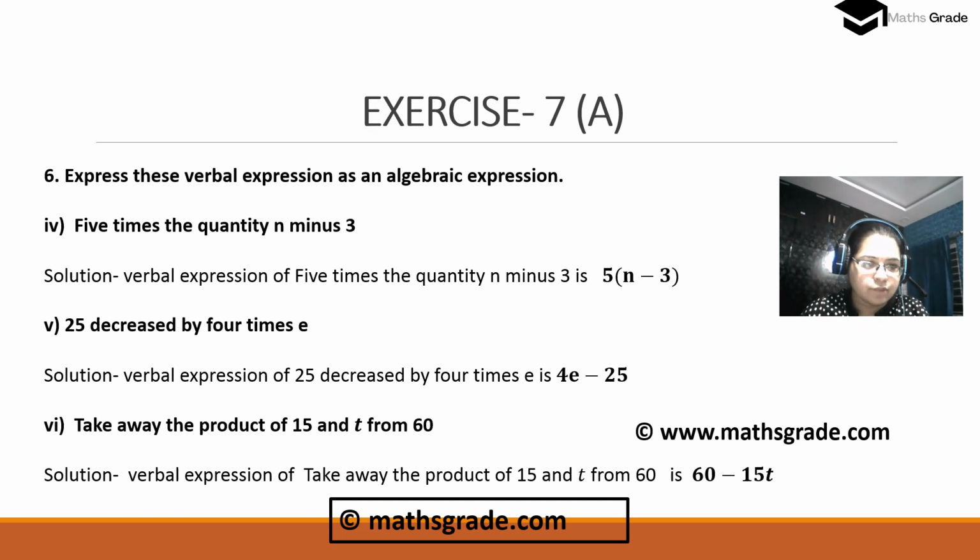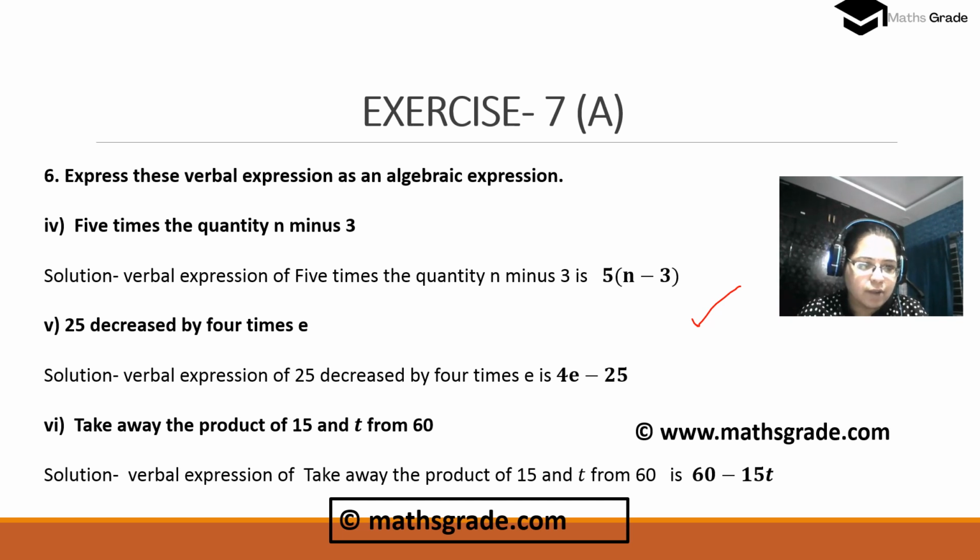Now fourth bit. 5 times the quantity n minus 3. The times will be represented with multiplication symbol and minus will be represented with minus symbol. Verbal expression of 5 times the quantity n minus 3 is 5 multiplied with n minus 3. N minus 3 will be inside the parenthesis. 5 within bracket n minus 3.